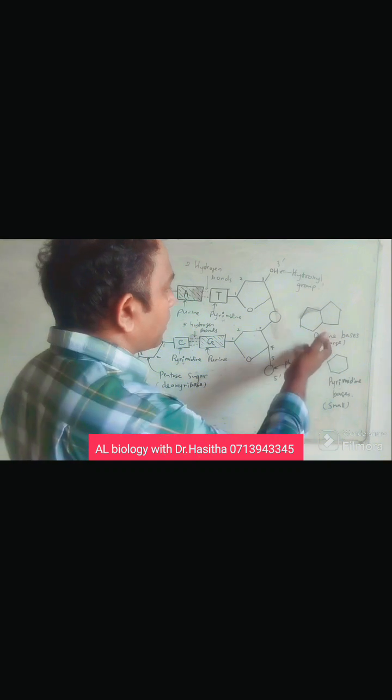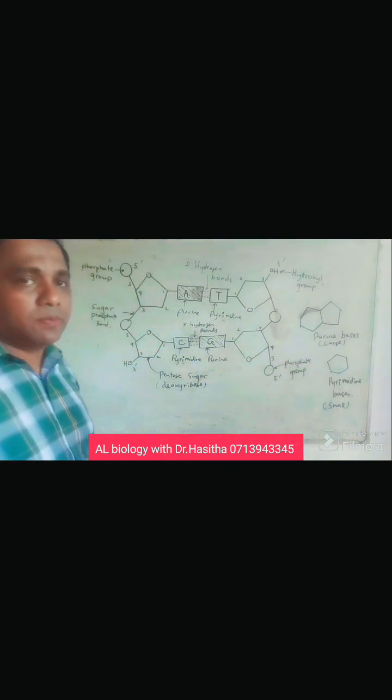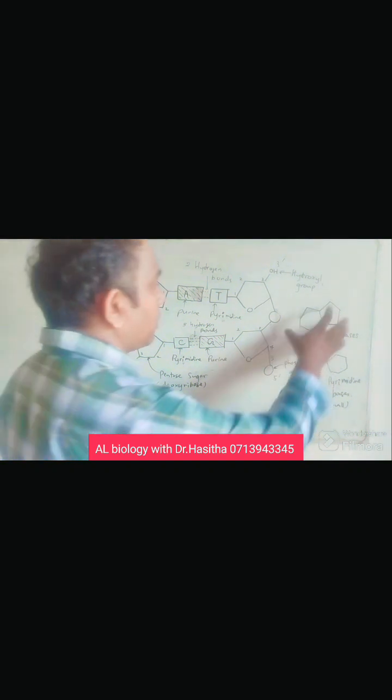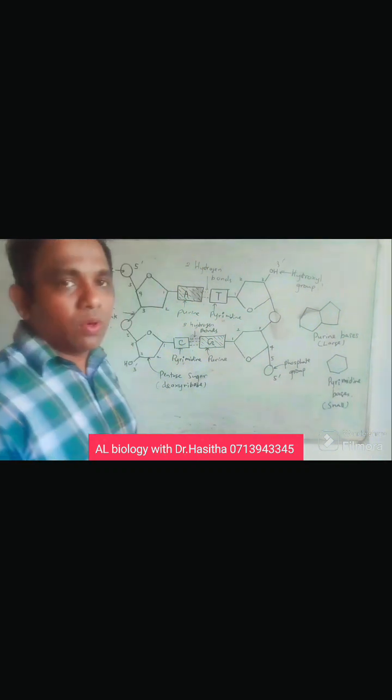Once it comes to nitrogenous bases, we can identify two types of nitrogenous bases. Purine bases are larger ones with two rings, and pyrimidine bases are smaller ones with a single ring. So in the DNA structure, once the nucleotides get paired, purine always pairs with pyrimidine.